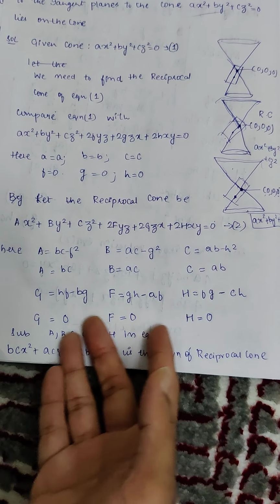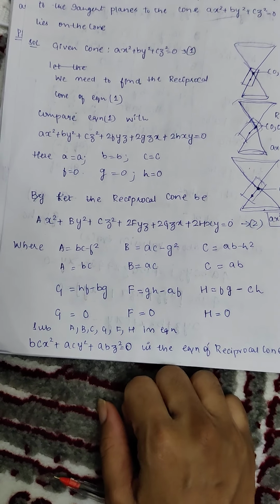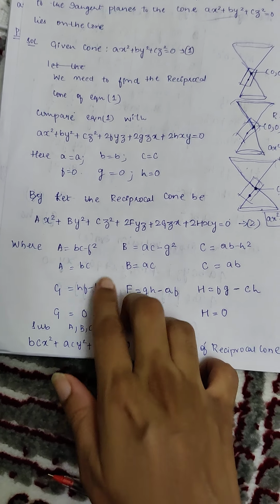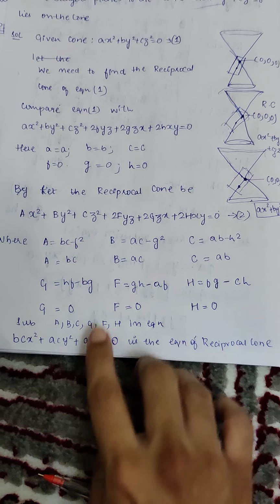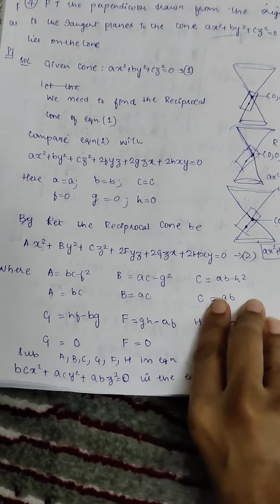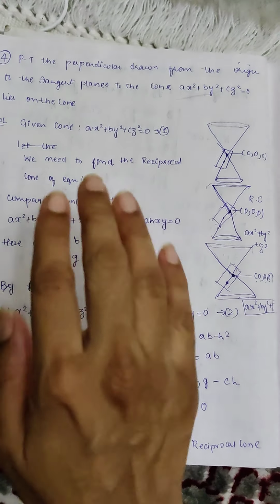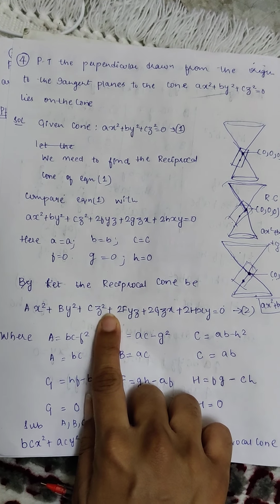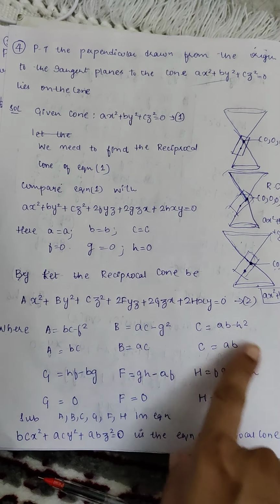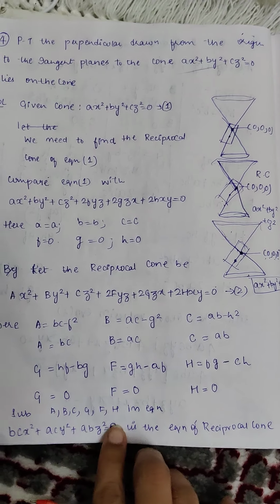Plug in the values of capital A, B, C, F, G, H into your equation number 2. The 0 terms drop out, and this would be left with bcx square plus capital B, which is acy square, plus capital C, which is abz square, equals 0. This is nothing but the equation of the reciprocal cone. So what the question says is that I have to find the reciprocal cone. I compared with the general equation of the cone, picked up all the small values, and wrote the equation of the reciprocal cone, wherein I have to find all the capital values. Finding all of the values and substituting back, I get the equation of the reciprocal cone. Hope I'm clear with this.